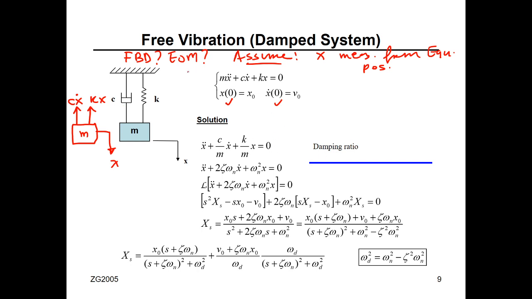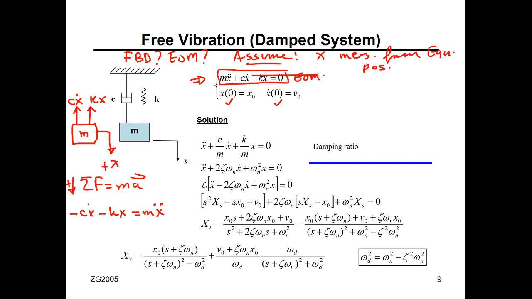Now, how are you going to solve? First, let's get the equation of motion. Summation of forces equals mass times acceleration. Where is my positive direction of force? Down. So we have two reaction forces: minus C x dot minus Kx equals m x double dot. Okay, rearrange, and you will get your equation of motion. This is your equation of motion.